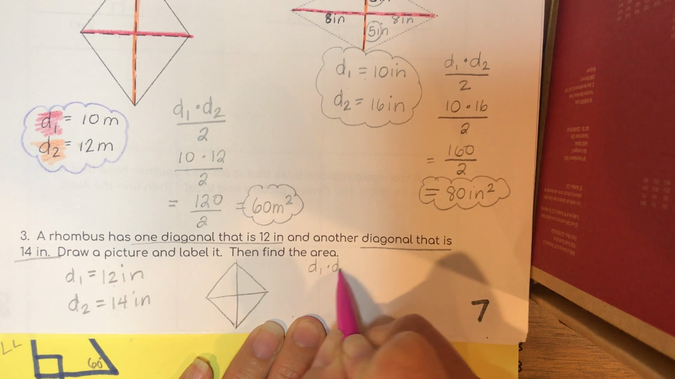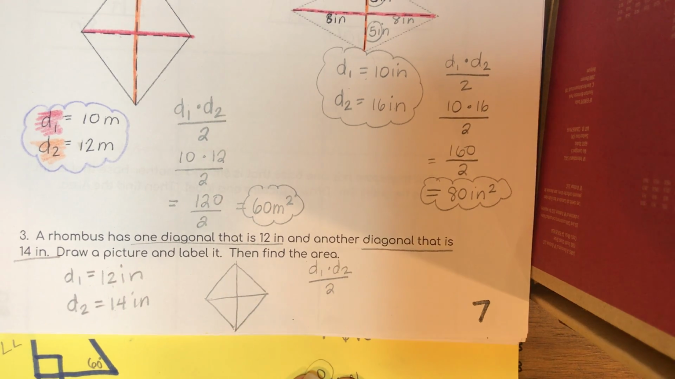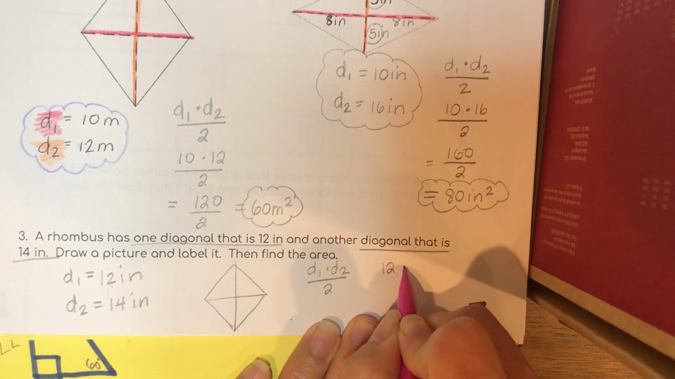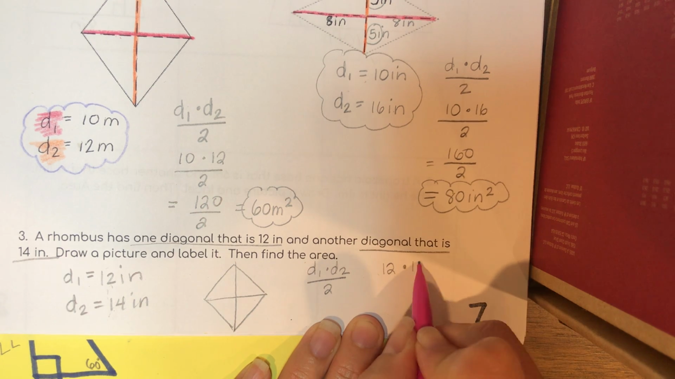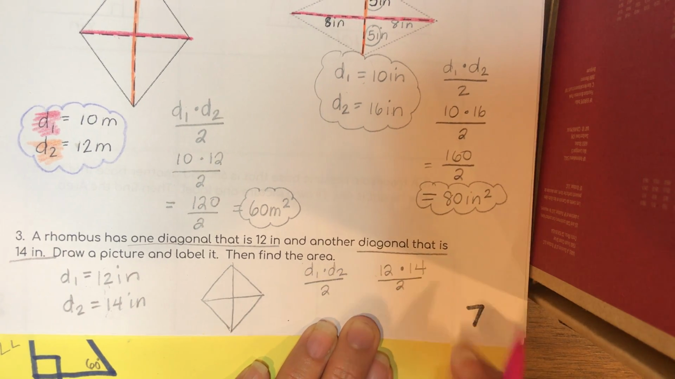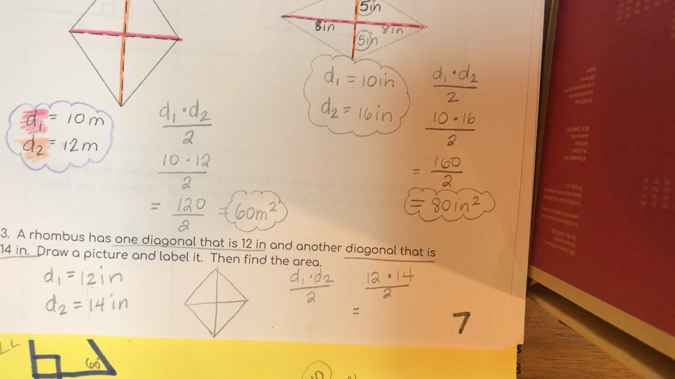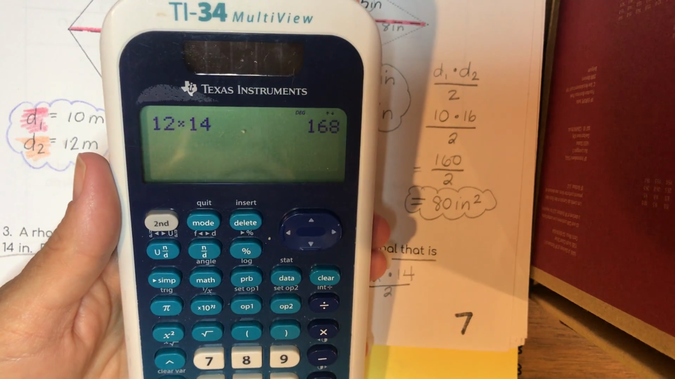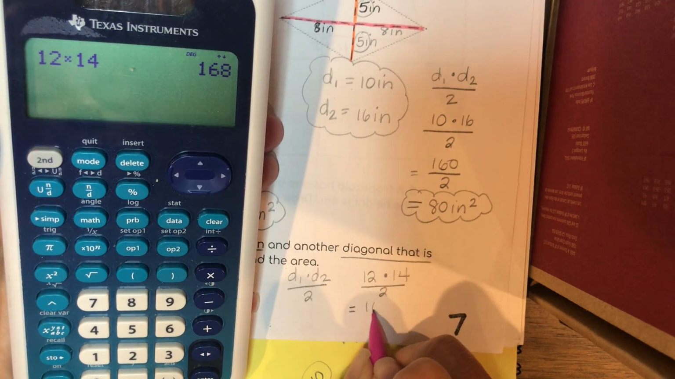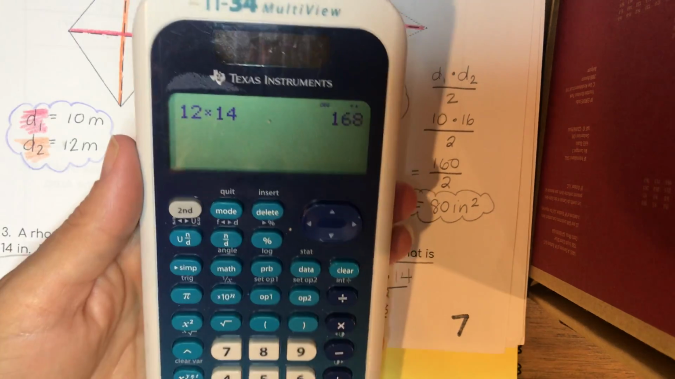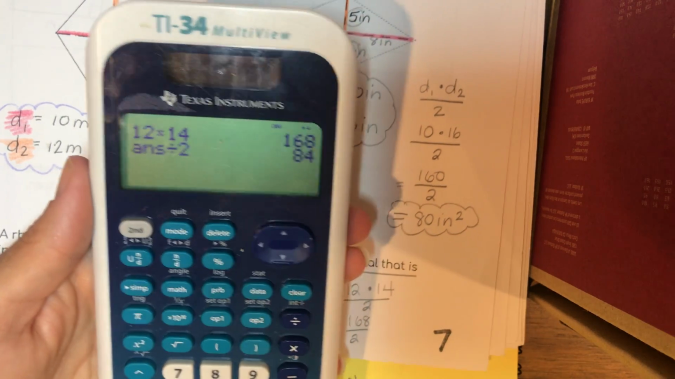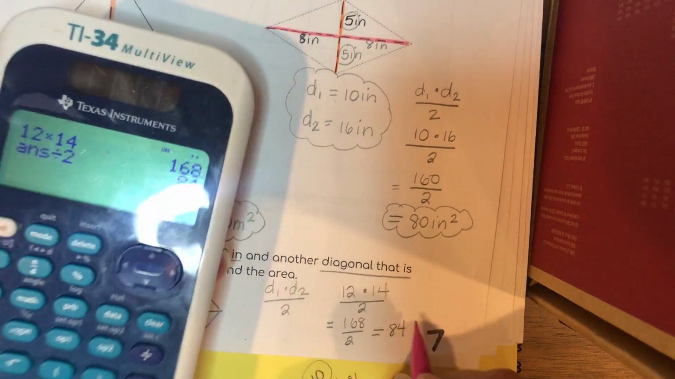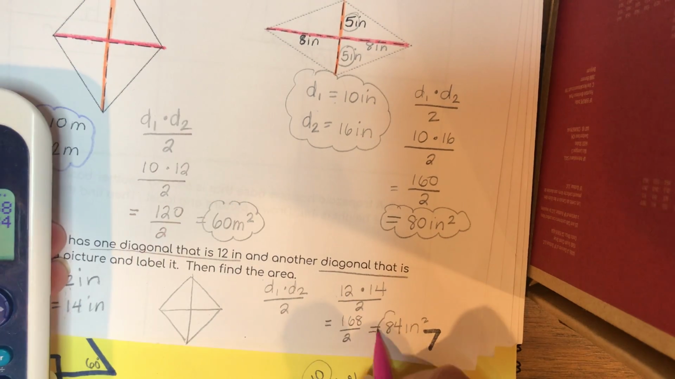D1 times D2 divided by 2 is our formula. I'm going to do my work over here. Diagonal 1 is 12, diagonal 2 is 14, and then we divide by 2. 12 times 14 on our calculator is 168. Divided by 2 is 84. So we have 84 inches squared for our last example.